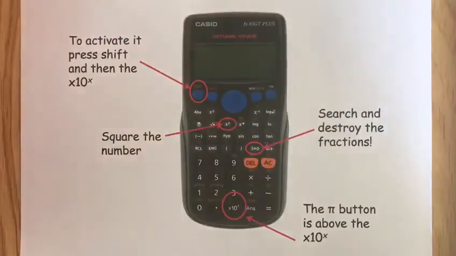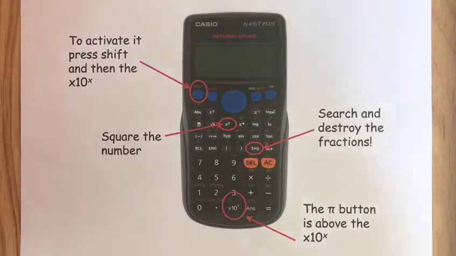This video will show you how to work out the area and circumference of a circle. In order to do those, you do need a calculator, and you need to know where the pi button is on your calculator. So I've made this sheet to help you.